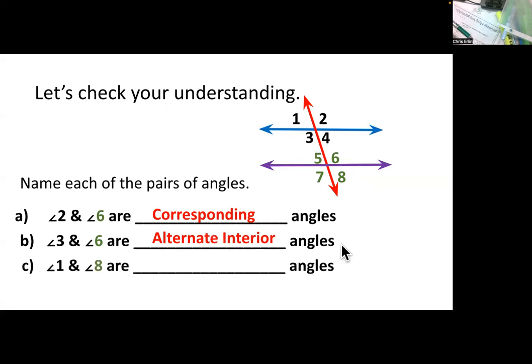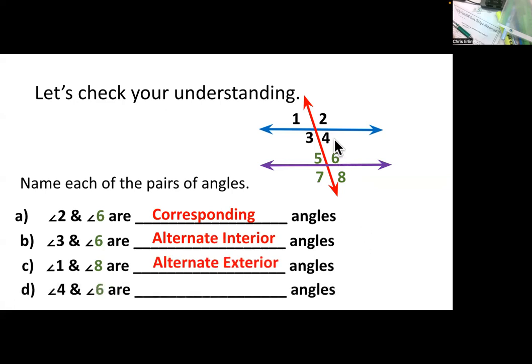How about 1 and 8? Don't say it out loud. Think about what that is. On the count of 3. 1, 2, 3. Good. Alternate exterior. And last one, 4 and 6. Count of 3. 1, 2, 3. Same side interior. Okay.